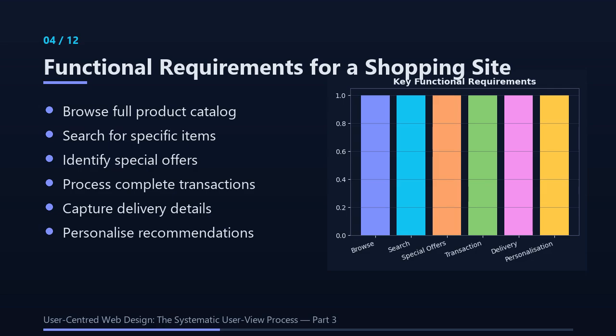The checkout process must handle the full transaction lifecycle, from cart management through secure payment processing and order confirmation. Users also need to specify delivery preferences, such as address, timing, and shipping method. Finally, the site should leverage the user's shopping history to present personalized recommendations, increasing engagement and repeat purchases. Together, these functions create a seamless shopping experience that aligns with both business objectives and user expectations.